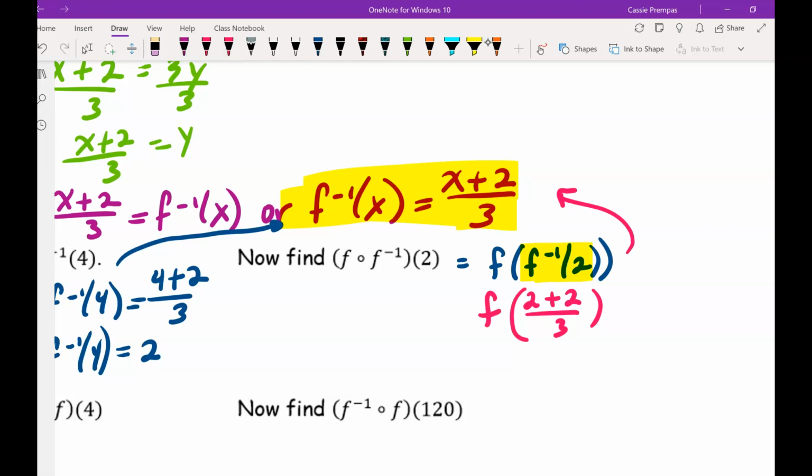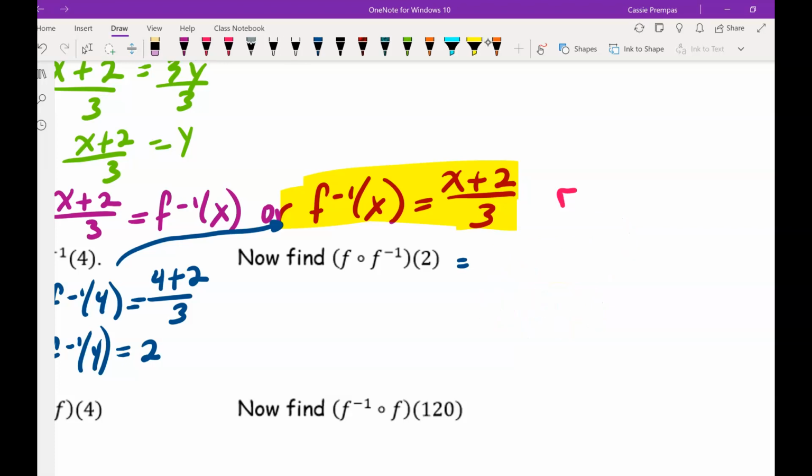So I'm going to say 2 plus 2 divided by 3 gives me, actually, you know what, guys? I'll go ahead and change this on yours. I meant for this to be a 4, so I'll change that on yours. You could still do it with 2, but it's going to be easier for us to see the connection if we plug in 4.